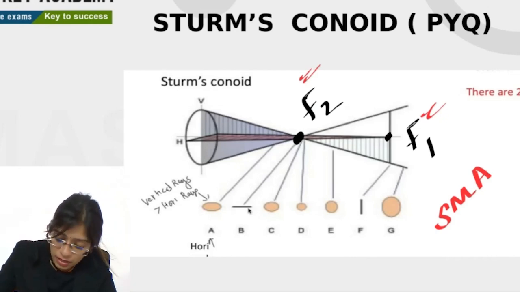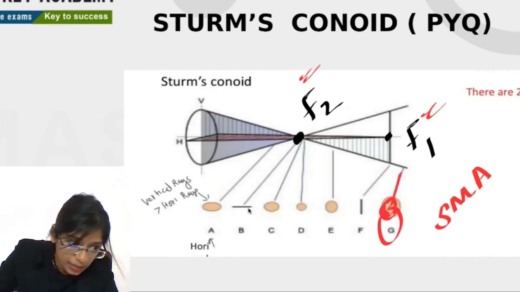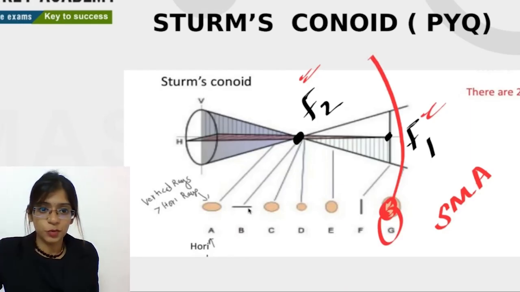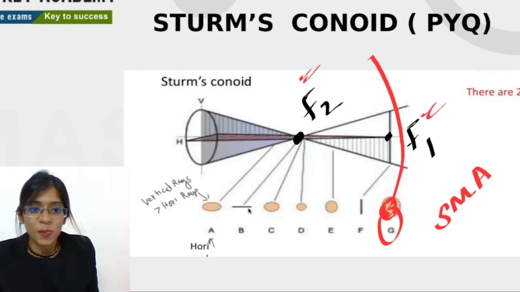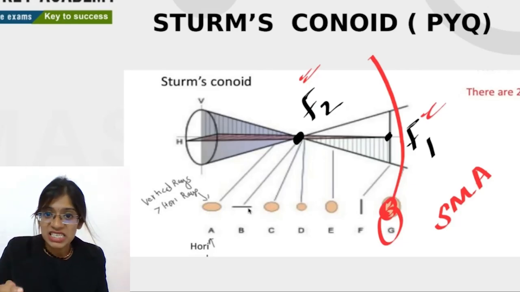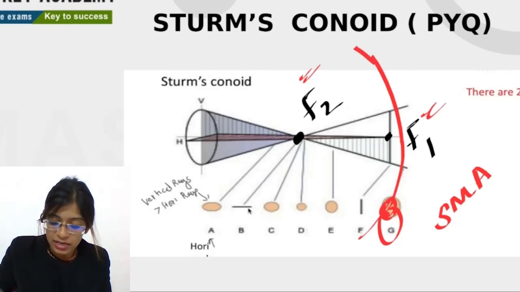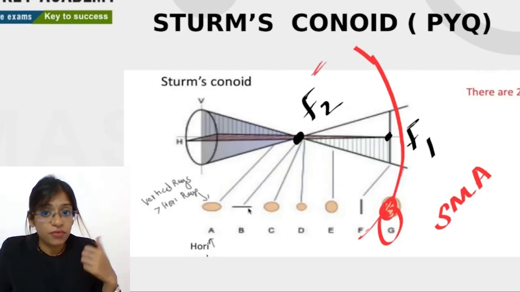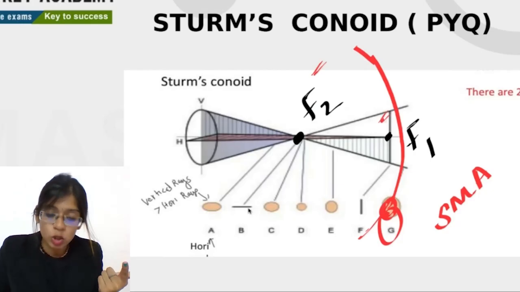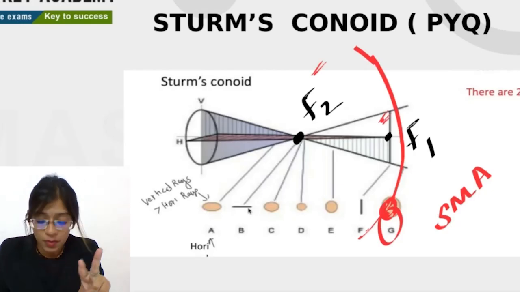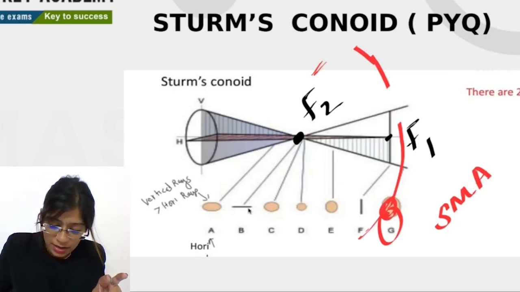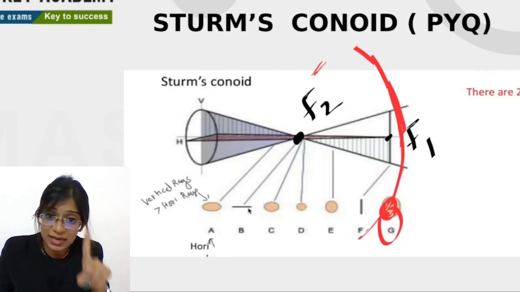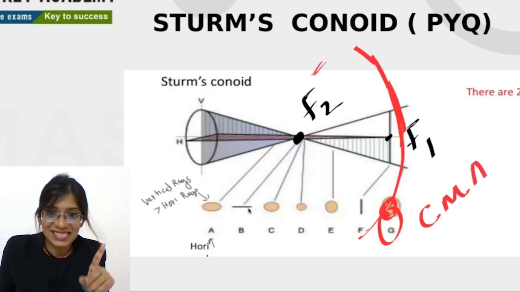Okay, now if I am keeping my retina at G, this is G. So here, like this. Okay, so where were we? If I keep my retina at G, one image is formed in front of the retina and another image is also formed in front of the retina. Both images are formed in front of the retina. So at G it is a case of compound myopic astigmatism.